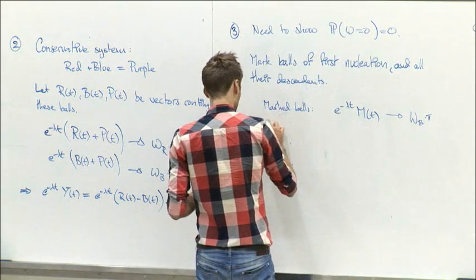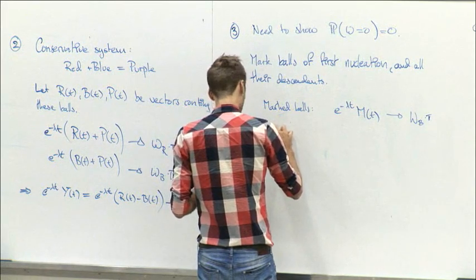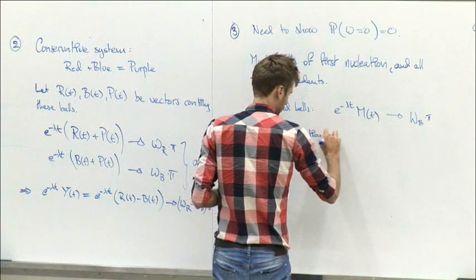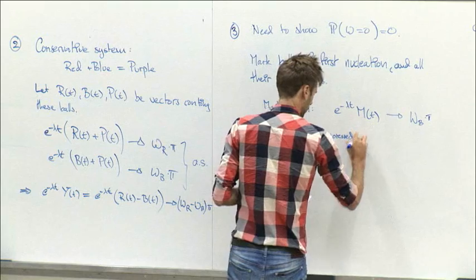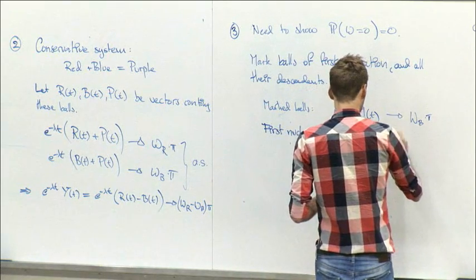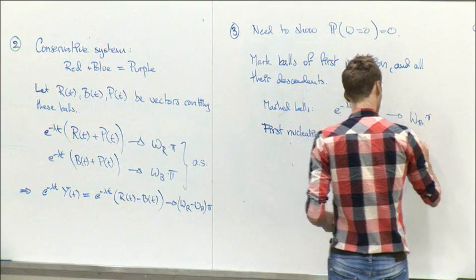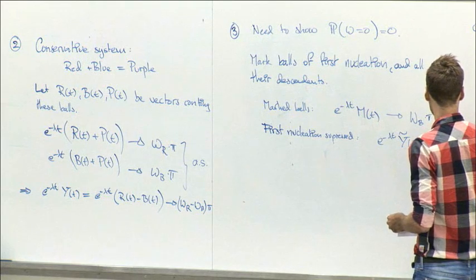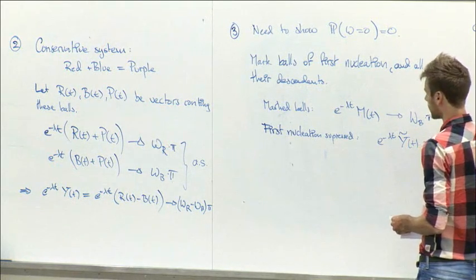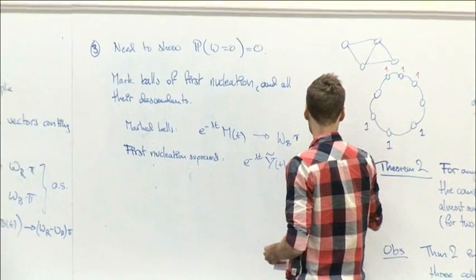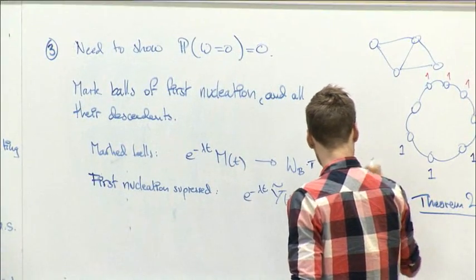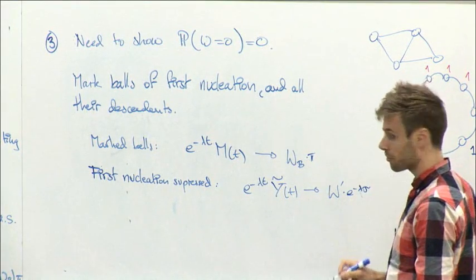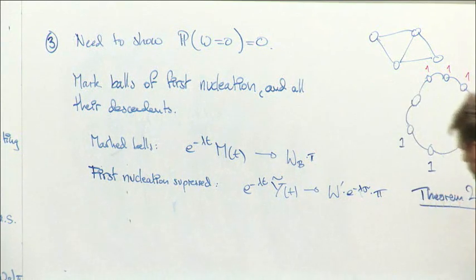If I look at the system with first nucleation suppressed, then I will have something like e to the minus lambda t, put a tilde on it. This will converge to some W, put a prime here because it's a copy of that W there, times some e to the minus lambda tau, some random time for the first nucleation to occur, times this vector.